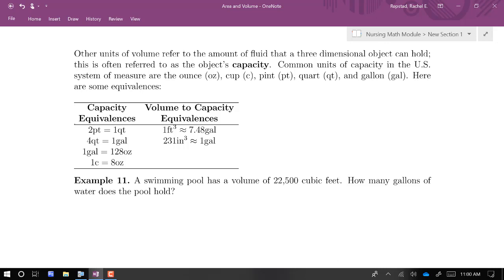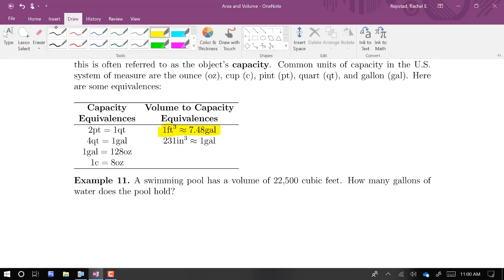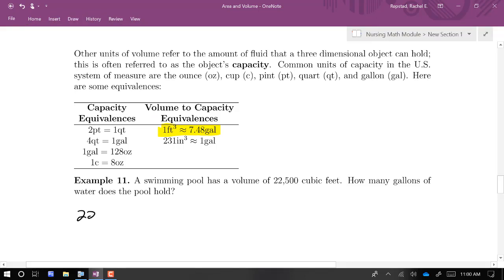So let's do a quick example here. A swimming pool has a volume of 22,500 cubic feet. How many gallons? So they're giving us the volume in cubic feet, and we want to convert that to gallons. If I look up here in my list, I have an equivalence from cubic feet to gallons, and we can use that. So 22,500 cubic feet, I've got to put it over 1, I need it to look like a fraction. And then 1 cubic foot is 7.48 gallons. I need cubic feet to cancel, so those have to go on the bottom.